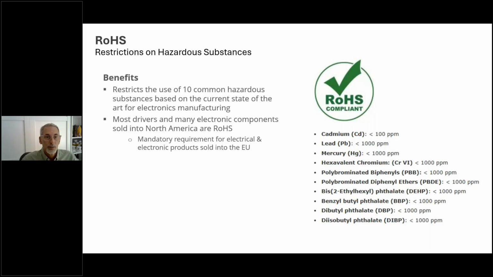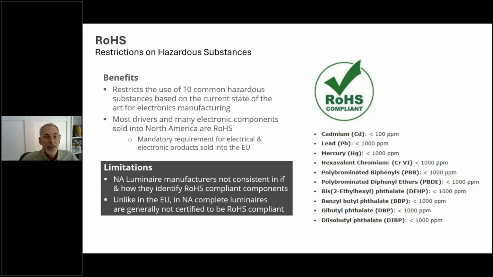Some of the limitations with RoHS is that North American luminaire manufacturers are not consistent in how and if they identify RoHS compliant components on their spec sheets and other technical documentation. And unlike in the EU, where the complete luminaires have been tested for RoHS compliance, in North America, it's primarily focused on drivers and light engines and other electronic components. It's very rare that a North American luminaire manufacturer would submit their whole luminaire for RoHS compliance.